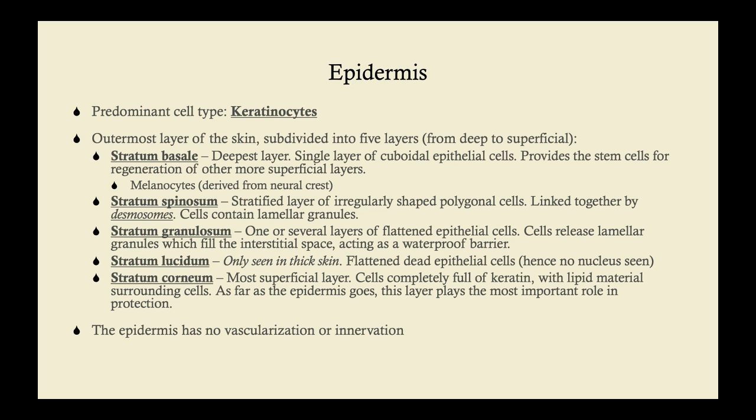These cells in the stratum spinosum are linked together by desmosomes, and desmosomes just link cells together. They also contain lamellar granules, and inside those lamellar granules is a lipid-like substance. Now, as these cells migrate superficially, then you get to the stratum granulosum. And the stratum granulosum are flattened epithelial cells. So they're a little bit flatter yet than the cells of the stratum spinosum.